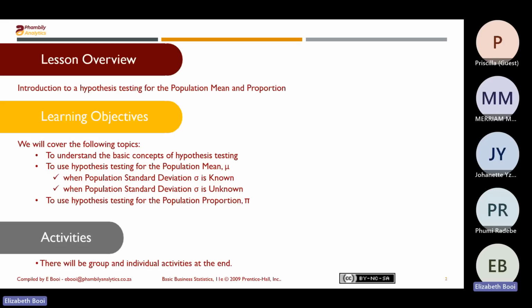By the end of the session today, you're going to learn the basic concepts when it comes to hypothesis testing. What is it that you need to know about hypothesis testing? You're going to learn how to make decisions using hypothesis testing for the population mean, when the population standard deviation is known and when it is unknown. You are also going to learn how to use hypothesis testing for the proportion to make a decision.